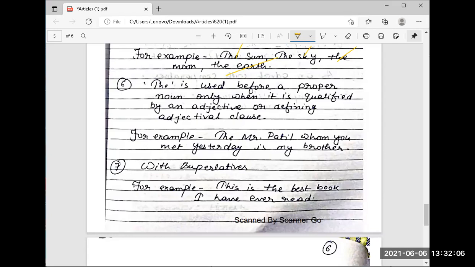Adjective clause begins with a relative pronoun. You know relative pronoun. Relative pronoun के examples क्या है? Who, that, which, this, whose, where.